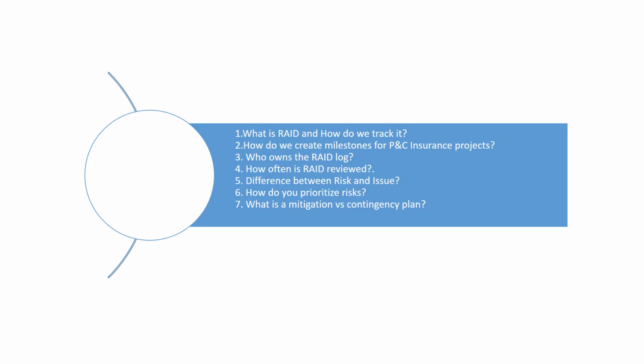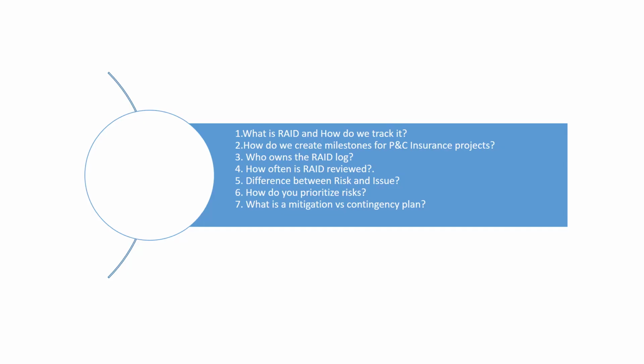Next question is the difference between risk and issue. So what is the difference between risk and issue? Risk is basically a potential future problem, and an issue is an active problem which requires resolution. Do you understand? Can I repeat again? Risk is a potential future problem, and an issue is an active problem which requires resolution.